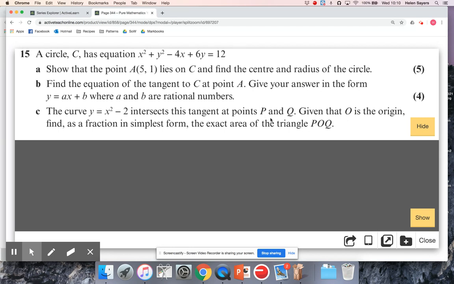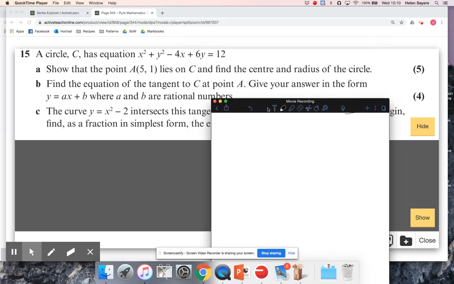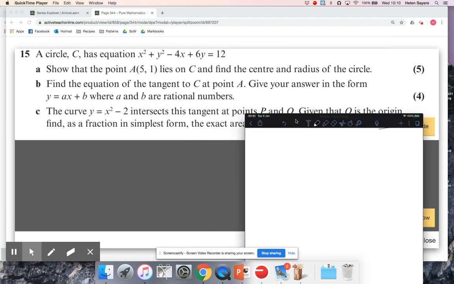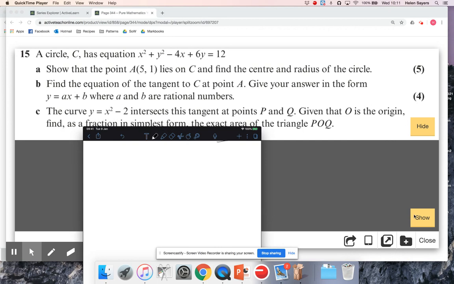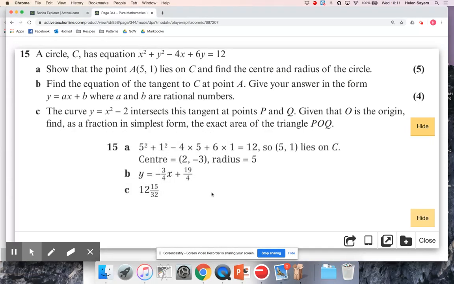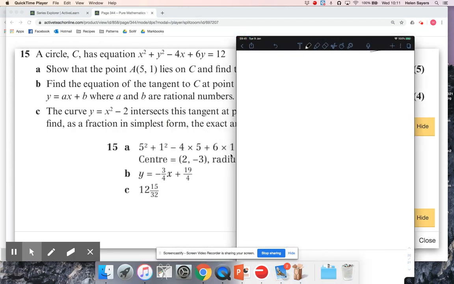So the first thing I want to do, I would say, is find the coordinates of those 2 points. So I'm assuming that you've done parts A and B. So from part B, let's just remind ourselves. So we've got that equation of the circle. Oh, sorry, equation of the tangent. Okay, so we're looking at part C now. Just make a note of that.